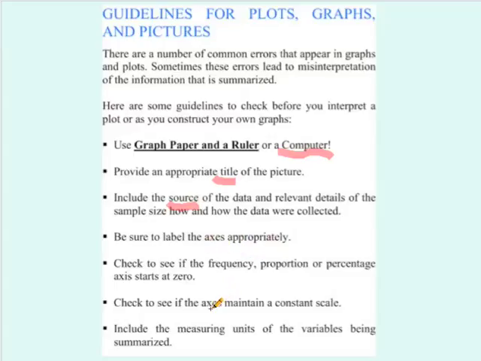Check to see if the axes are maintained in a constant scale. Don't jump around on your axes. If it's quantitative data, then a tick mark is a tick mark. If it's worth 5 to the first tick mark, then it's worth 10 to the next tick mark, and it's 15 to the next one. You don't get to change that. Also, always be sure when you're labeling your axes to put any units of variables that happen to be in there, okay?